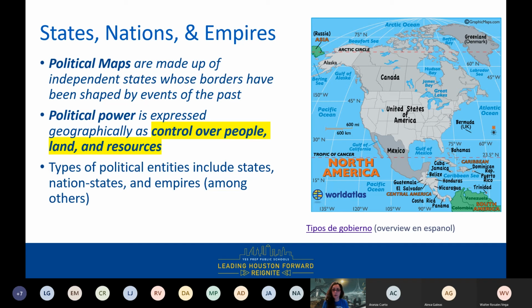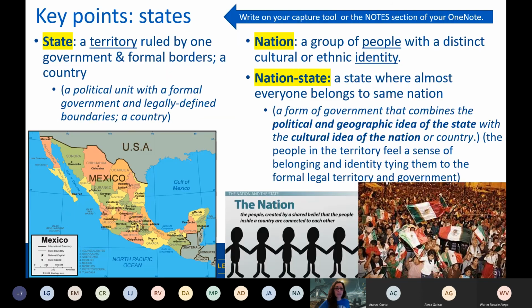That means it's expressed over a specific space that is delineated within a border as control over people, land, and resources. So they get to tell people what to do. Politics helps determine how land is used and divided up, and how we use and divide up our resources too. And types of political entities, so different configurations for politics, is what we're going to be talking about today. States, nations, nation states, empires, that sort of thing.